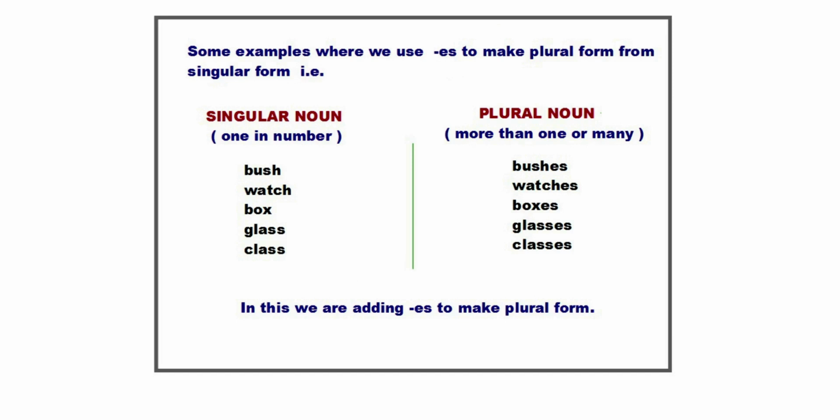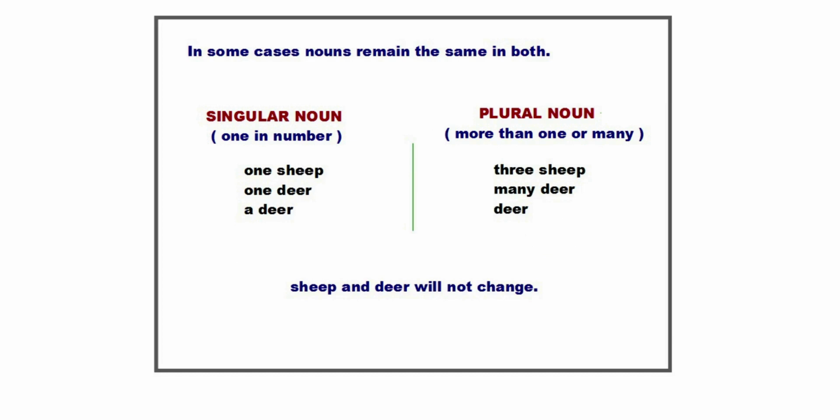See, on one side you can see the singular noun and on the other side it is the plural noun. Bush. Now in plural form it will be bushes, ES at the end. Watch, watches. Box, boxes. Glass, glasses. Class, classes. Now you can see in these cases you have put ES at the end to make it plural form.